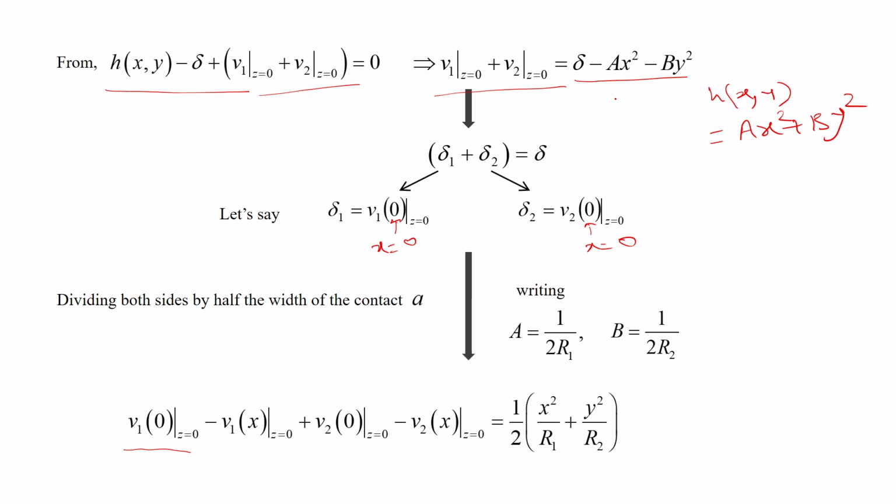So, we can take this part on the left hand side and the rest on the right hand side. Therefore, we will have V1 at z equal to 0 minus V1 at any x, and V2 at z equal to 0 minus V2 at any x. This quantity comes directly from over here, and that will be equal to half of A x square plus B y square, where A and B are defined in terms of the relative radii of curvature.